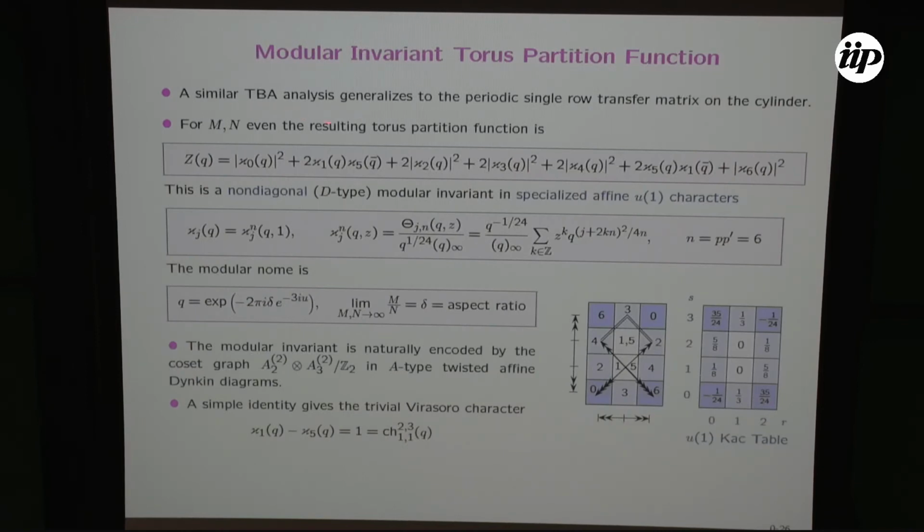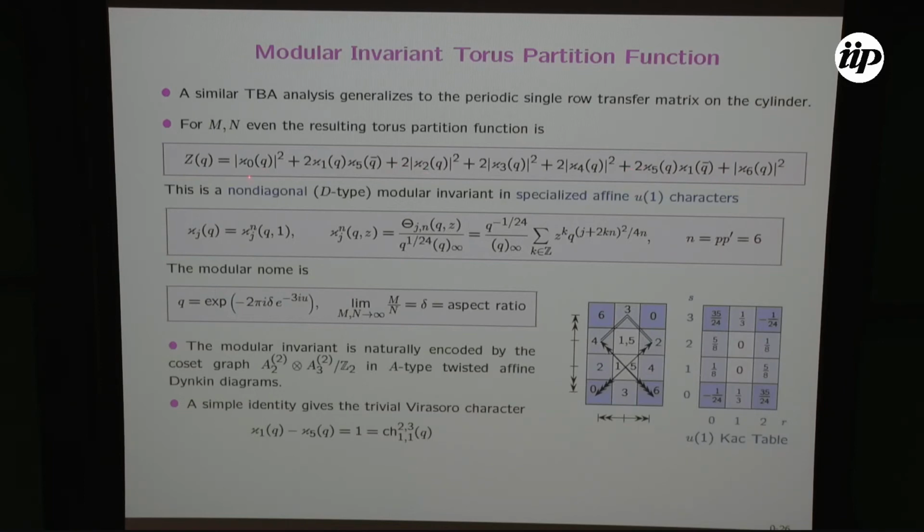I won't go through the details. The original paper is 70 pages long. There's a lot of technicalities, but a similar analysis generalizes to the single row periodic transfer matrix on the cylinder. And what comes out is this modular invariant partition function.